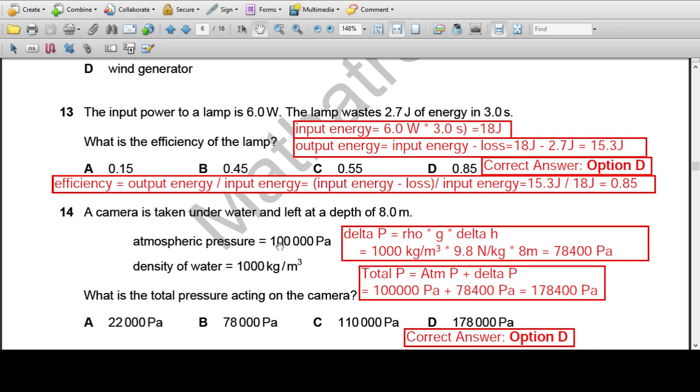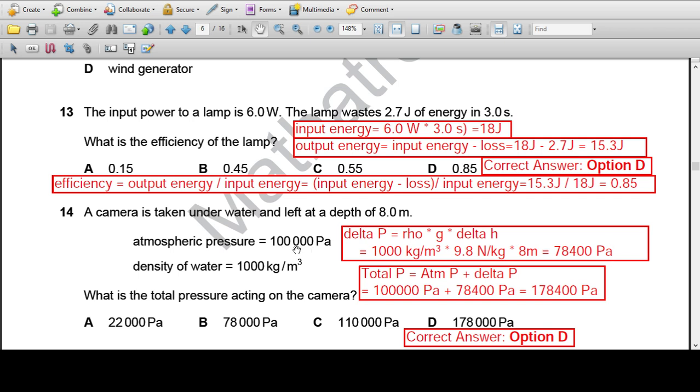So we see this delta P is rho g h. Rho is basically the density of the water, 1000 kilograms per meter cubed. g is the gravitational field strength, 9.8 newtons per kilogram, and this delta h is the depth from the surface of the water to where the camera is placed, which is 8 meters. So when we multiply we have 78,400 Pascal.